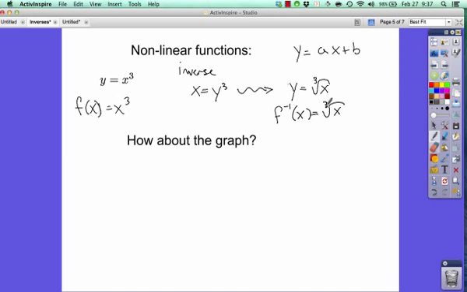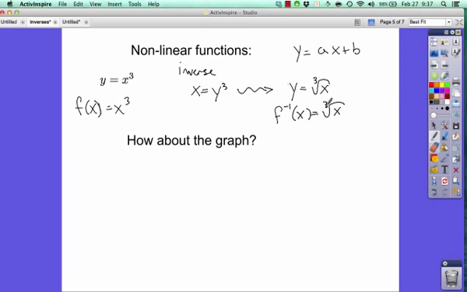So if I cube something and then I take its cube root, what do I get back? If I cube 2, what do I get? If I take the cube root of 8, what do I get? 2. Okay. If I cube negative 3, what do I get? Negative 27. If I take the cube root of negative 27, what do I get? Right. And if I start with 8 and take the cube root of 8, what do I get? If I cube 2, what do I get?